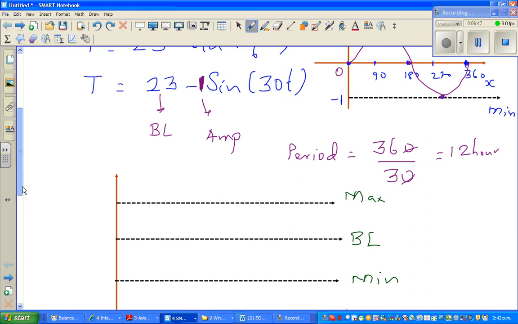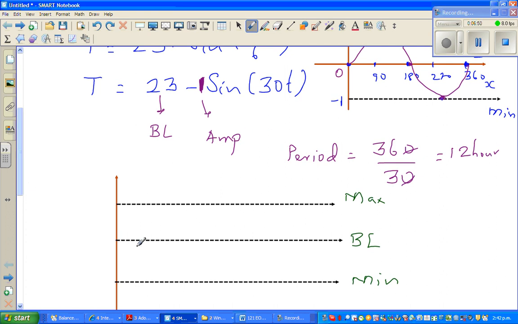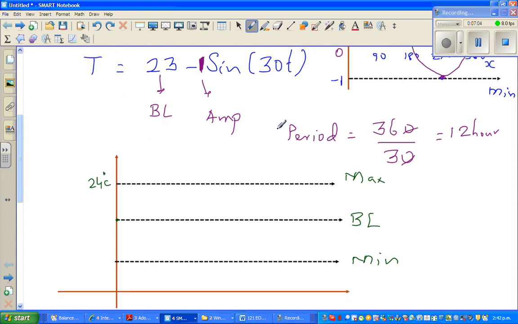Okay, now maximum is baseline plus amplitude. So 23 plus 1, so this is your maximum, 24 degrees. And your minimum is baseline minus amplitude. So amplitude is 1, so your minimum is 22 degrees. And this is your baseline, 23 degrees.